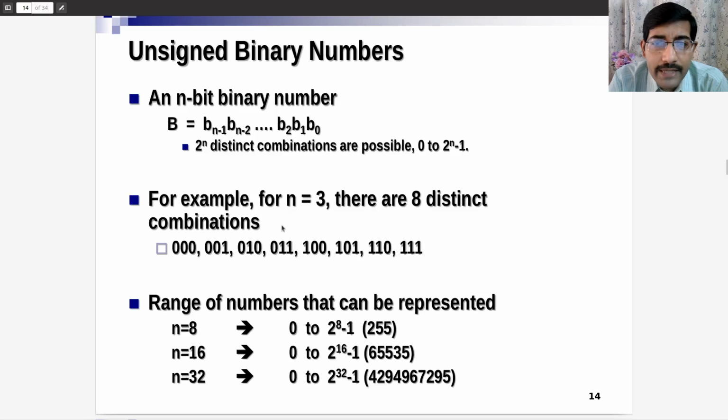So now for example n equal to 3, you see there are 8 distinct combinations. 0 to 2 to the power 3 minus 1. So first one is 0 and the last one is 7. So the range of the numbers, when we say we have a 32-bit number, we can express using 32 bits 0 to 2 to the power 32 minus 1. Therefore, if you declared an integer to be an unsigned integer, and if the number of bits that the integer can be stored in is 32 bits, that is 4 bytes, then the maximum number that you could store in an unsigned int is 4294967295. That is 2 to the power 32 minus 1. Now, if you use 64 bits, if your n is 64, then 2 to the power 64 minus 1 is the maximum integer that you could represent in an unsigned int in your C language.